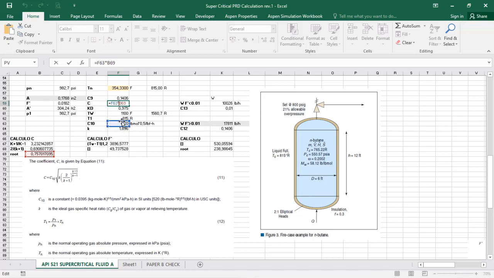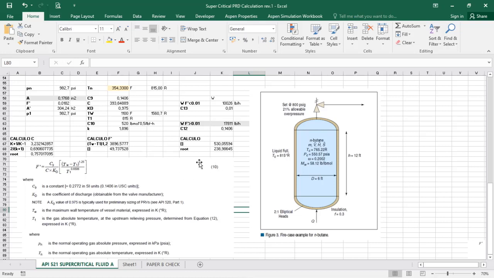So what I just did here in my spreadsheet was to make the calculations easier. I get the C temp and I split the square root into different parts. But in the end, what matters for me is the final result that I will use in equation 10. To calculate equation 10, I need to have the C9, that is a constant, already here. I need to have the KD, that is information from the supplier, but the API recommends an initial value to be used. I need the information of C that was just calculated.